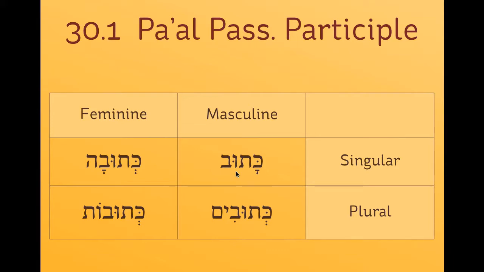And actually, a few weeks ago, when we looked at the pual and hofal, those passive binyanim, they had the U-type vowel at the beginning of the word. Here, in the middle of the word, is distinctive of the Paul passive participle. As a participle, there are four forms: katuv, ketuva, ketuvim, ketuvot.